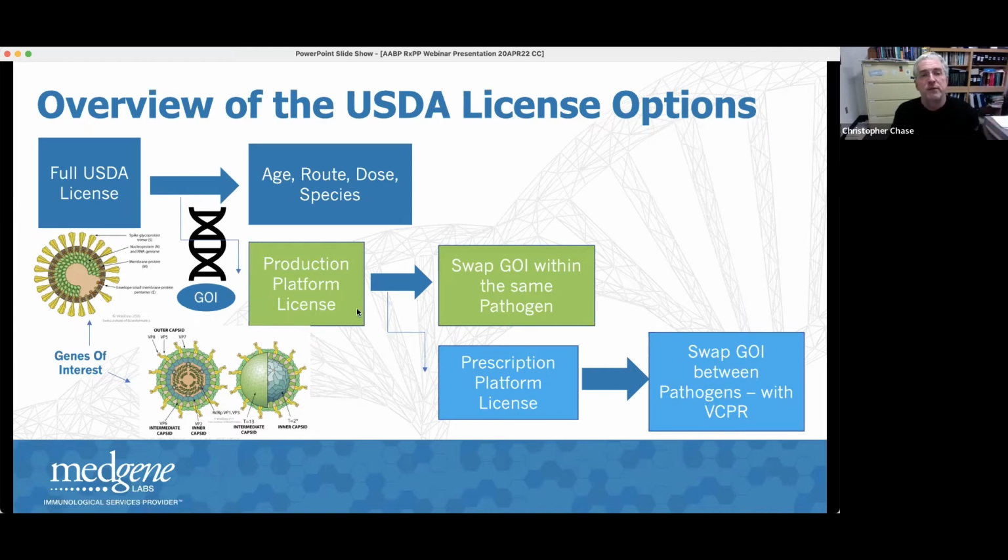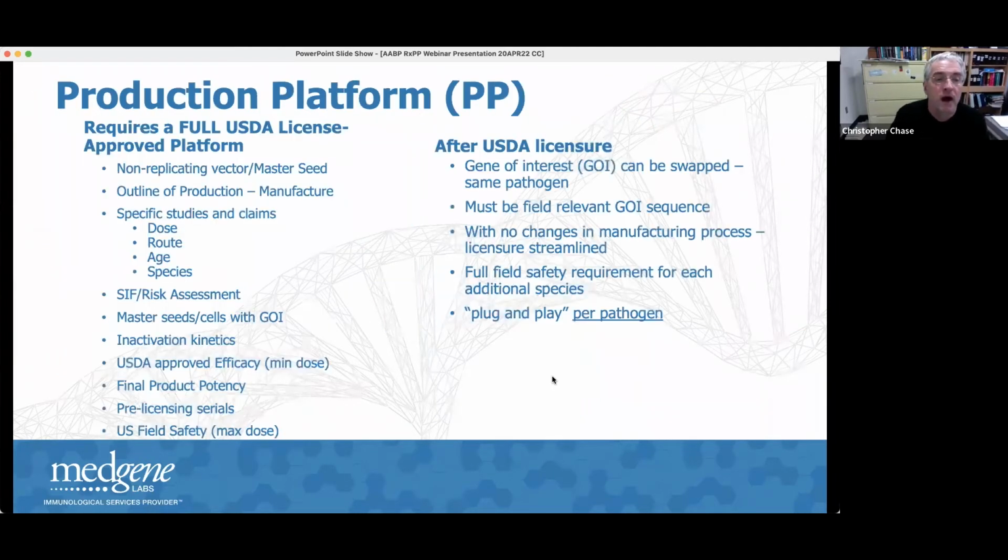But again, it's because we began with a full licensure that we've ended up being able to take this out to what we call these prescription platform licenses. All right, so a little bit more about that. Again, it has to be a non-replicating vector. You do the master seed. Just what we've talked about for full licensure, the whole outline of production has to be laid out.